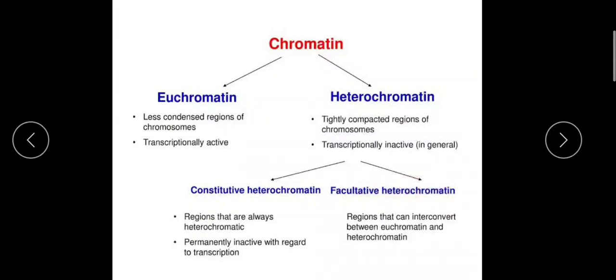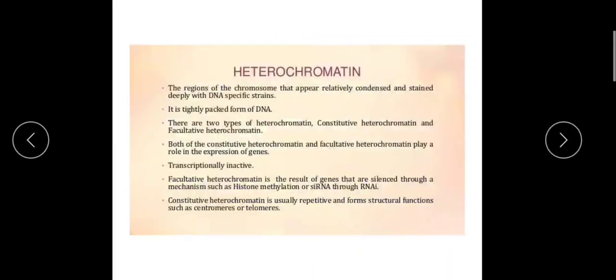While facultative heterochromatins are the regions which are tightly packed, but in certain situations or certain needs, when demand occurs, that region will loosen up or convert to euchromatin. So such type of heterochromatic region which is reversible, or which can convert to euchromatin depending upon the needs, is called facultative heterochromatin. So these are the points related to heterochromatin.